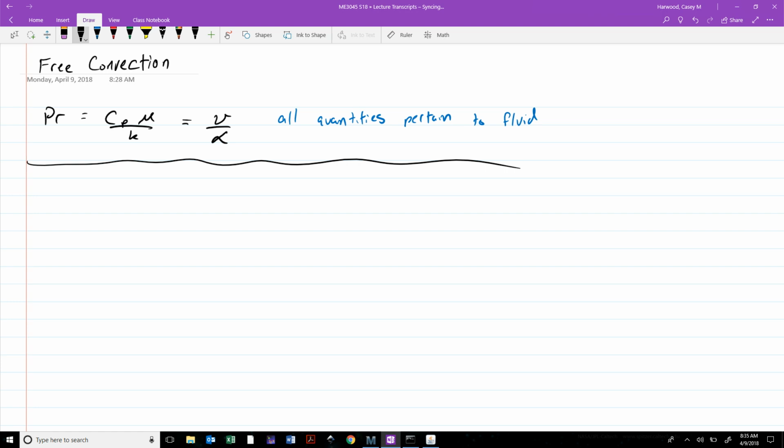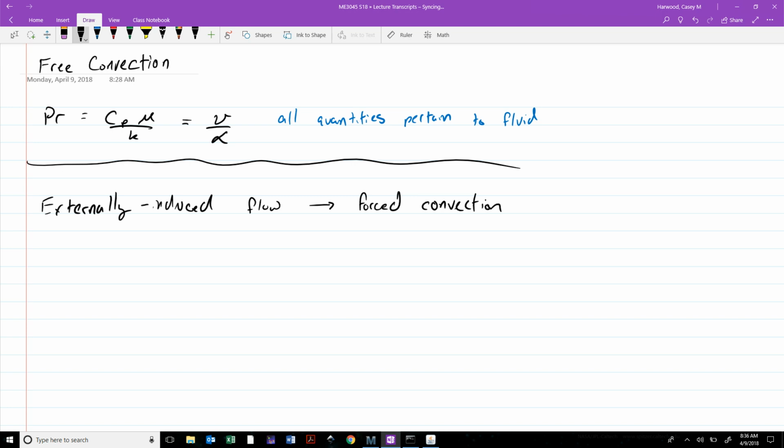Free convection, on the other hand, we'll say an externally induced flow is forced convection. Free convection, on the other hand, is a situation where motion in the fluid is induced by the heat transfer itself. We'll talk a little bit about the mechanism that causes that.